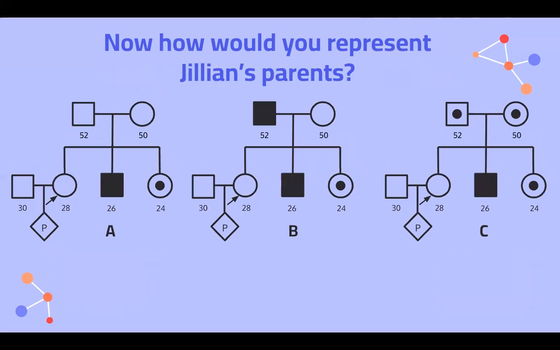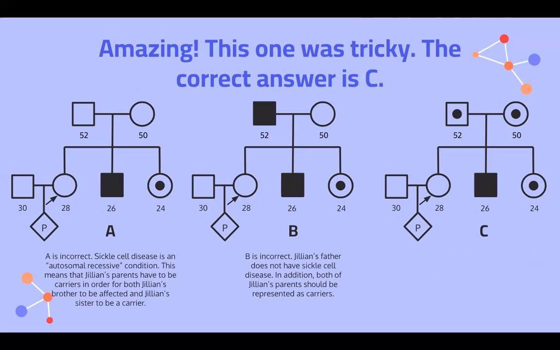Moving on to Jillian's parents, how would we represent them on the pedigree? Again, feel free to pause the video and continue when you're ready. Amazing job. This one was a bit tricky. A is incorrect because sickle cell is an autosomal recessive condition. This means that Jillian's parents have to be carriers in order for both Jillian's brother to be affected and Jillian's sister to be a carrier. B is incorrect because Jillian's father does not have sickle cell disease. In addition, both of Jillian's parents should be represented as carriers.